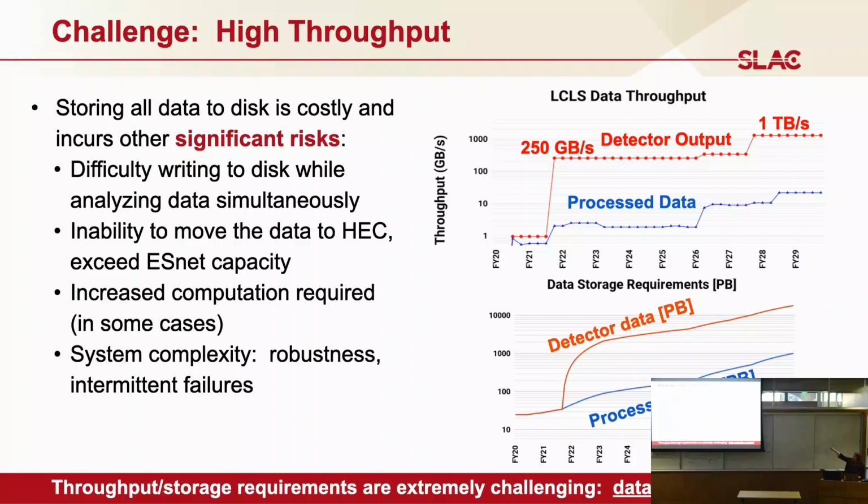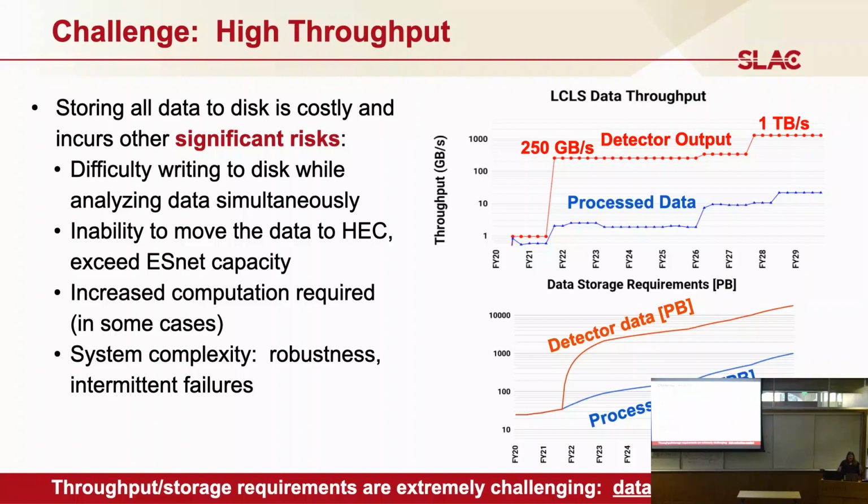Our detector output is of order 200 gigabytes per second up to a terabyte per second, and somehow we have to get it down. So with all of the tricks that I'm about to talk about, we get it down to the little blue line in the top plot, which is much more manageable. The integrated storage for all of that is shown in the bottom plot, also much more manageable now.